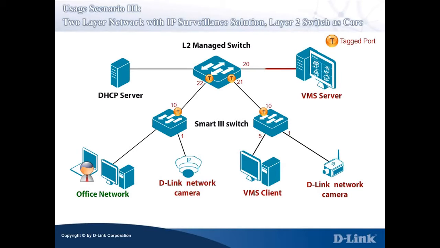The VMS server is connected to the Layer 2 managed switch, while D-Link network cameras and VMS clients are connected to Smart 3 switches. In order to have video traffic priority set to high, we have to change port 20 802.1p default priority settings from default value 0 to 5. Here, we use DES 3528 as an example.